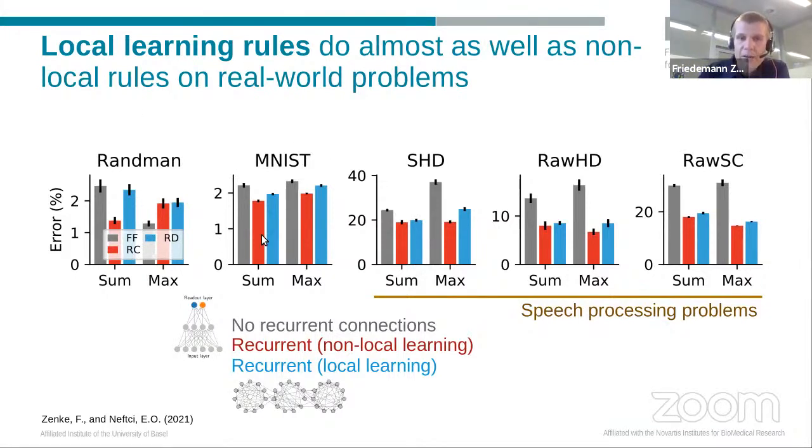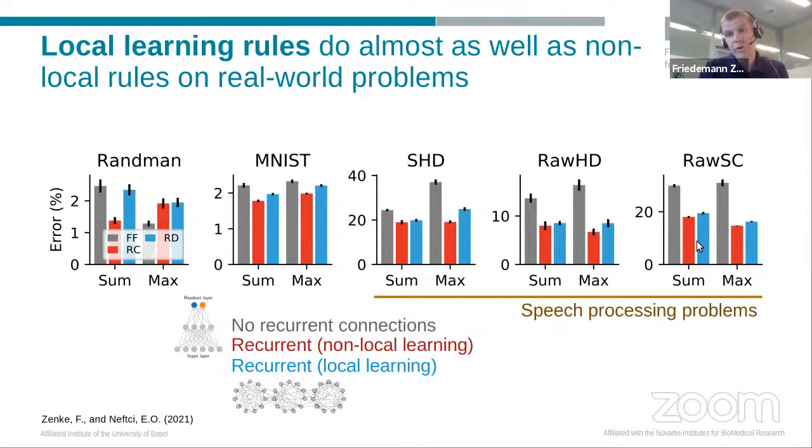In red, you have the recurrent neural networks. And for the speech processing problems, naturally, they perform better, so you get the lower error. But importantly, in blue, now you have the networks in which we ignore all the mixed terms, essentially, during training. So these are still recurrent neural networks, but the gradients do not know about these recurrences, right? And you can see that you're always losing a little bit of performance, but not that much.